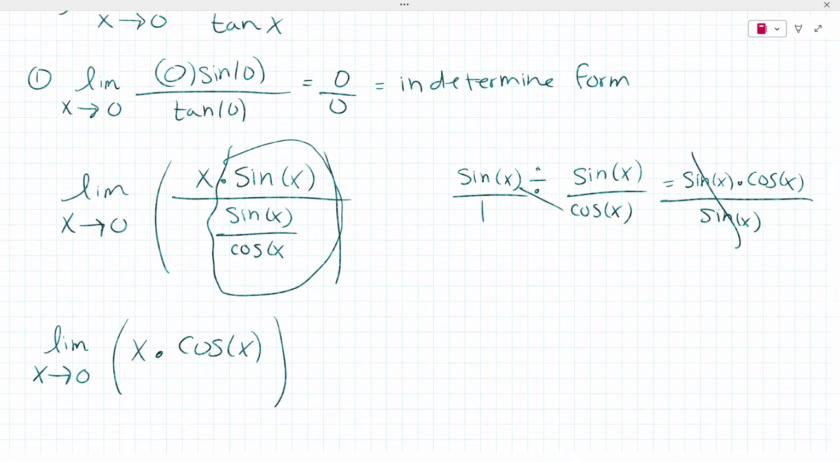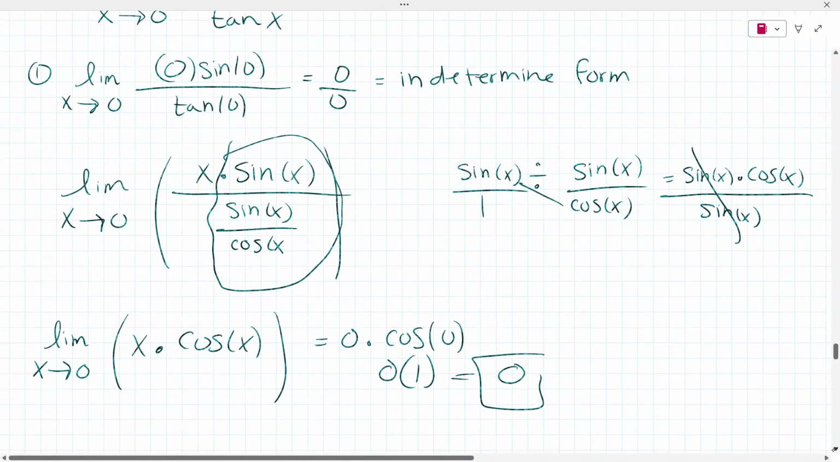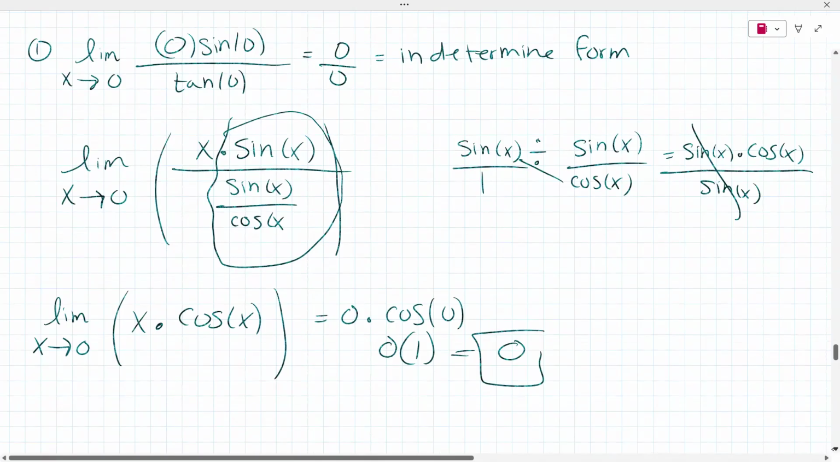Now does it work? I think it can work. So this would be 0 times cosine of 0. This is not indeterminate form. Cosine of 0 is 1. 1 times 0 is 0. Now that's okay to have 0 as your answer. 0 is technically a real number. So yeah, the limit as x approaches 0 is 0. That's perfectly fine.